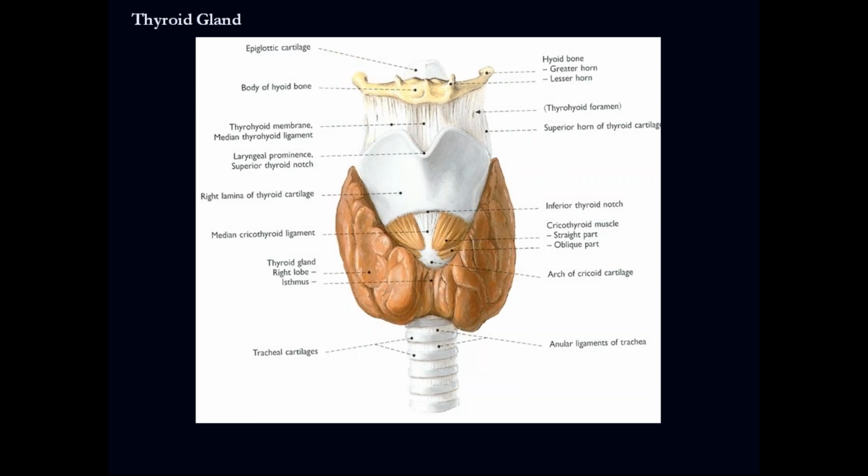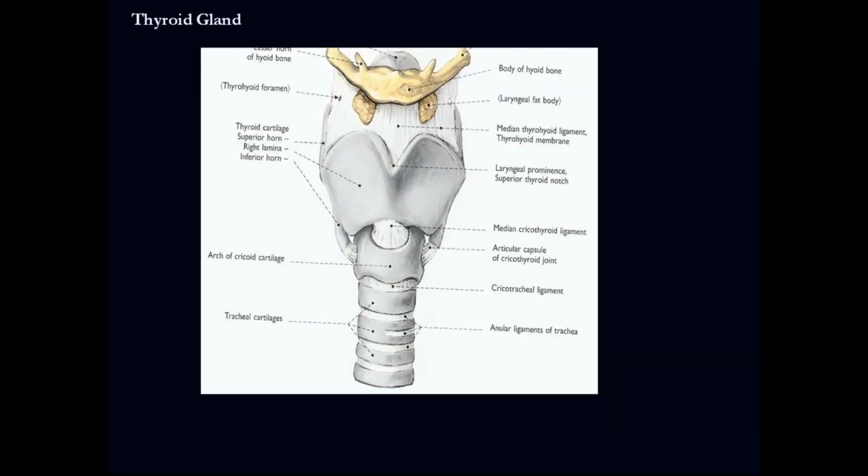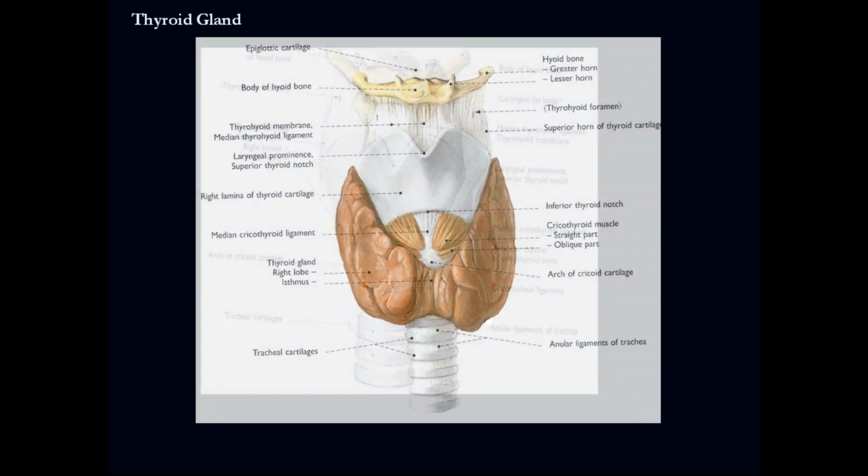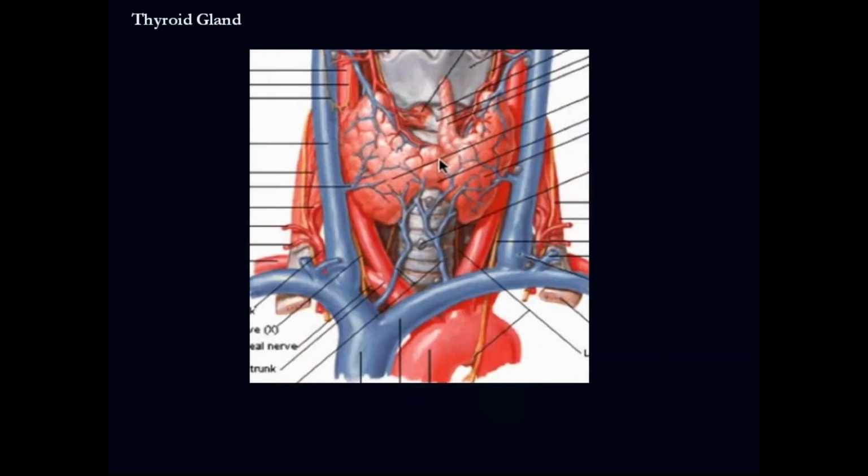It's a little bit off the picture from the previous one, but you can tell the location of the thyroid gland. It's below the larynx. We call that the thyroid cartilage. Okay, so let's keep going.